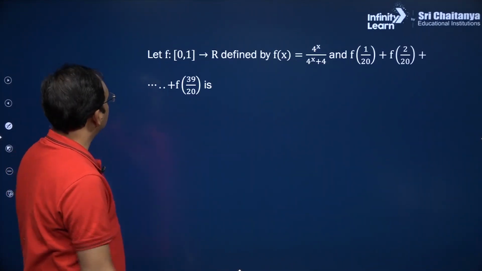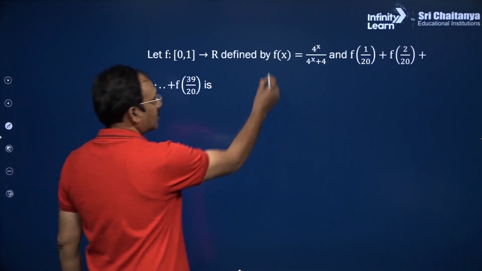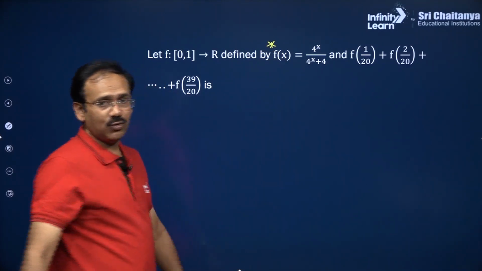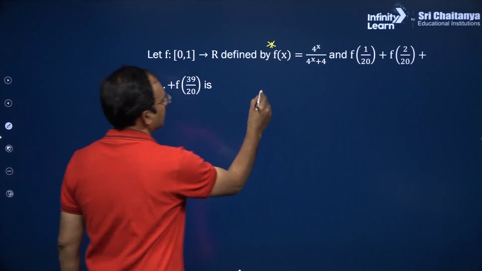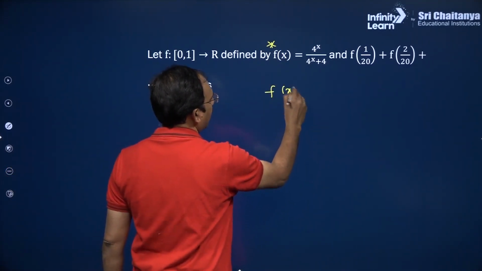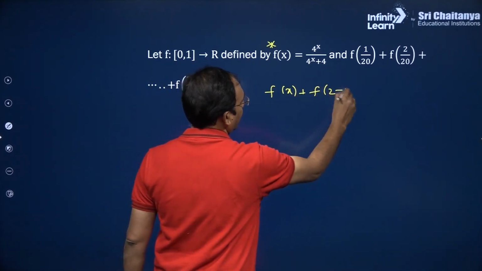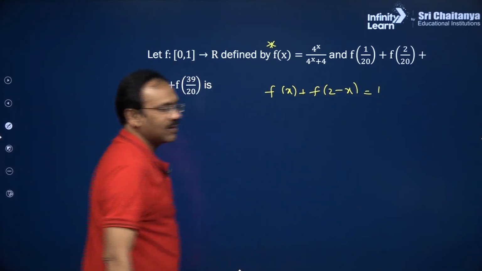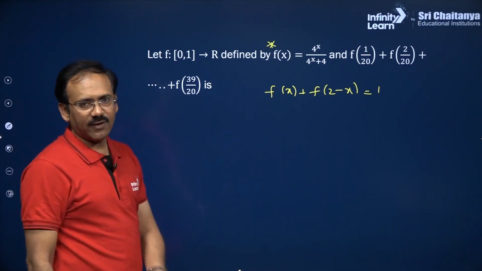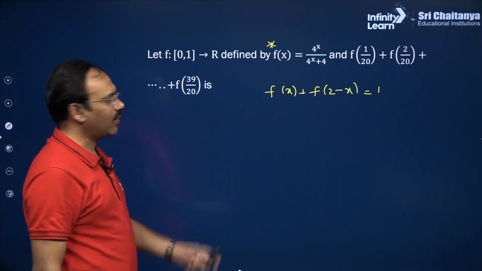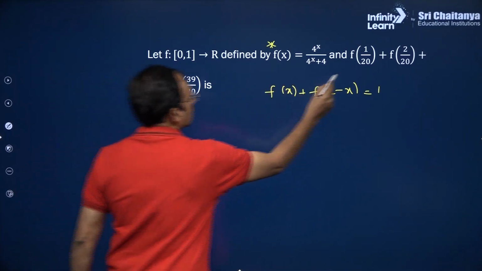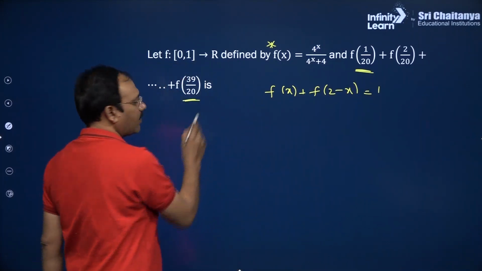Next, my dear friends. You can observe this was recently given in 2022 JEE Mains. The speciality of this function is f of x plus f of 2 minus x. You just compute, you will get 1. Just consider f of 2 minus x, the sum will be 1. So, you see, this is 1 by 20, this is its 2 complement only.